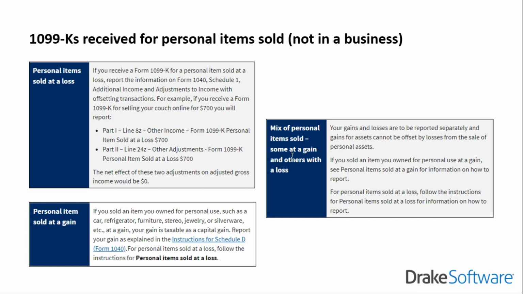For a mix of personal items, some sold at a gain and others with a loss, each transaction must be reported separately. Gains cannot be offset by losses. Follow the rules for items sold at a gain or at a loss as appropriate.